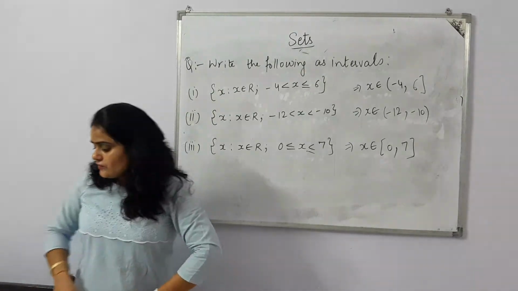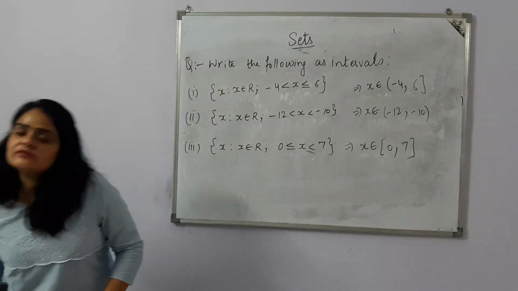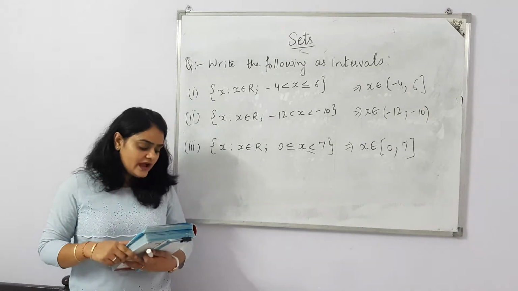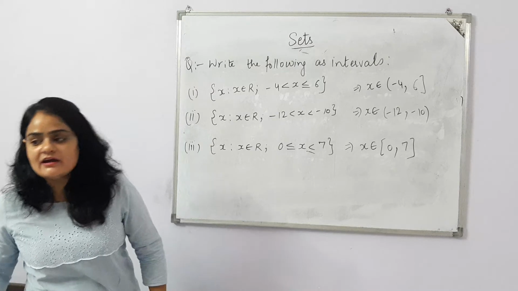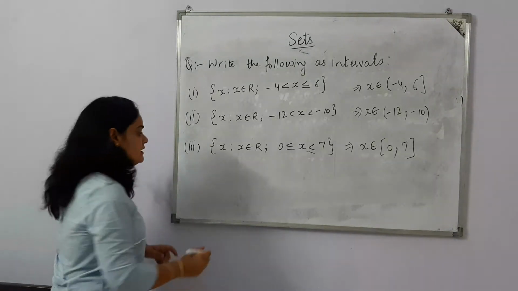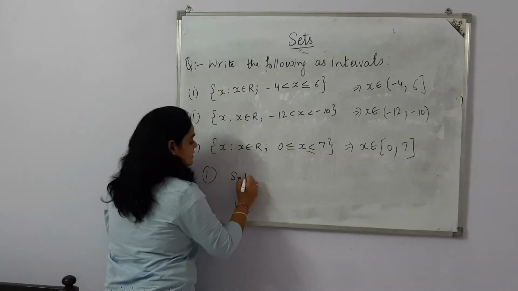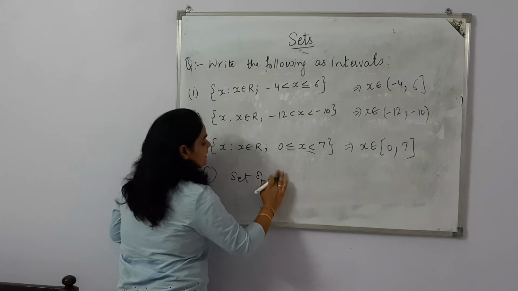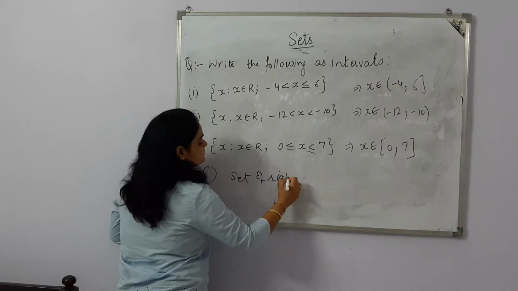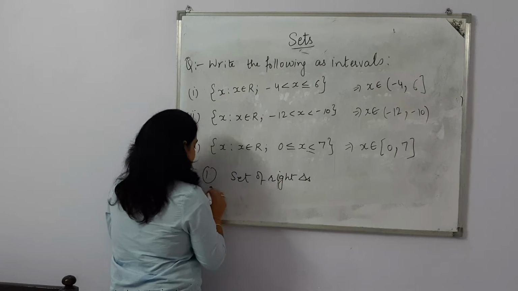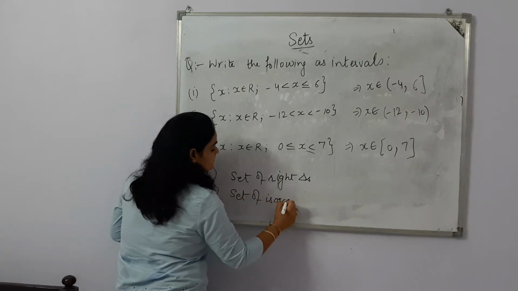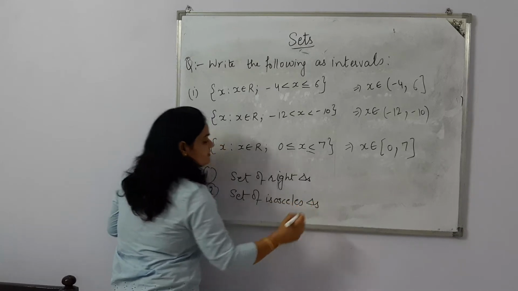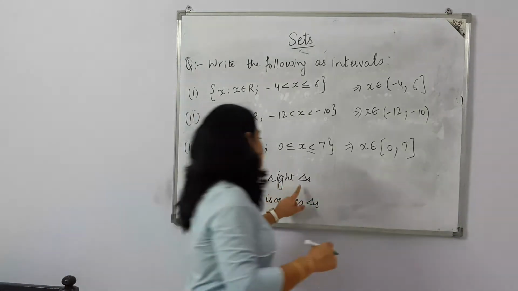Now let's do one question related to the universal set. So we have the question, what universal set would you propose for each of the following? If we have 2 sets, so 2 sets are given to us. The first set is the set of right triangles, and another set is the set of isosceles triangles. So universal set means the biggest set which contains these 2 sets.